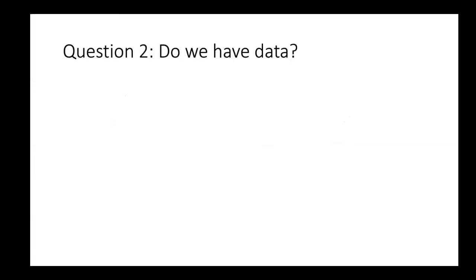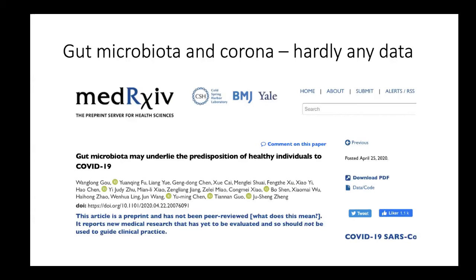So the second question is, do we have any data on the microbiome in SARS-CoV-2? If you read the papers and follow the news, there have been some headlines on the microbiome in this situation. One of the preprints, so it's not peer-reviewed, that has been cited a lot in the newspapers is this one: gut microbiota may underlie the predisposition of healthy individuals to COVID-19. But let me tell you, I'll try to convince you in one slide that this is not really data. We don't know anything about this.